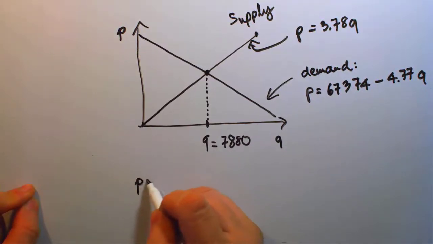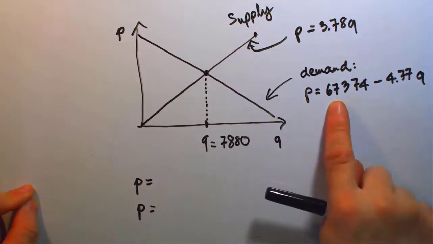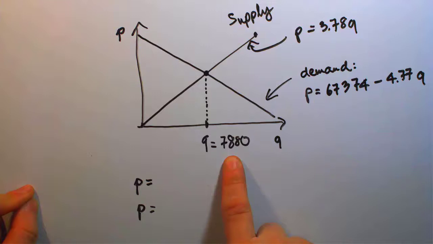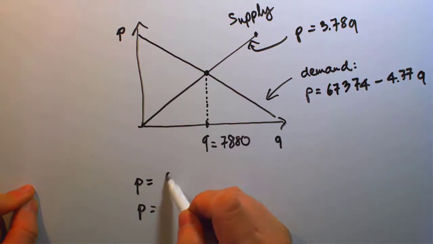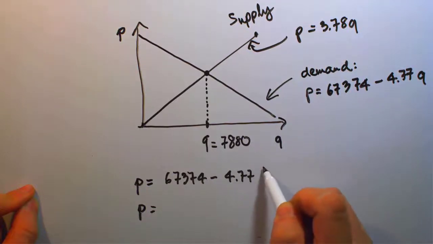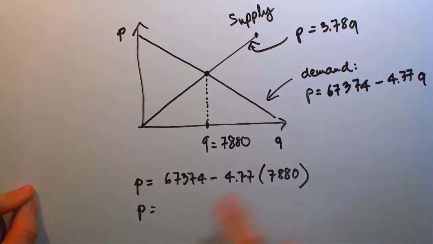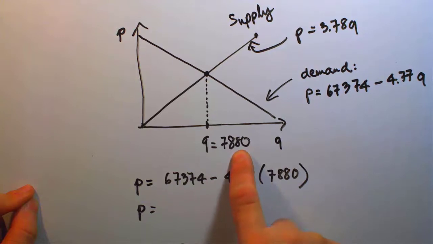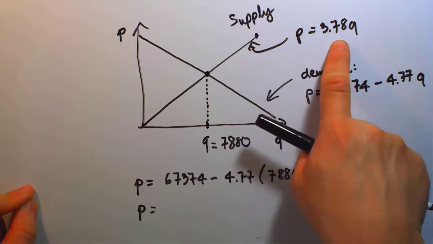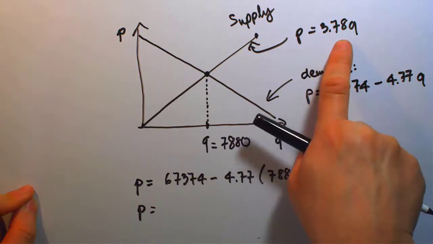Technically you have two equations. One of them is 67,374 minus 4.77 Q. Substitute your equilibrium quantity into that equation. So you can go with 67,374 minus 4.77 times 7880. That's one option. The other option is to substitute this same equilibrium quantity into your other equation, the supply equation, where it says P equals 3.78 Q.